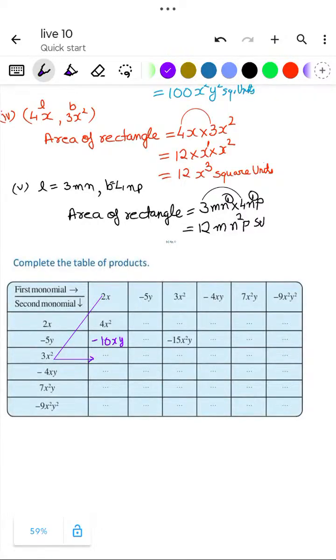Now we have to multiply 2x with 3x square and write the answer here. So 2x times 3x square, that is 2 times x times 3 times x square. Now 3 2s are 6. And on adding the powers of x, this is 1, so 1 plus 2 is 3. So this is 6x cube.